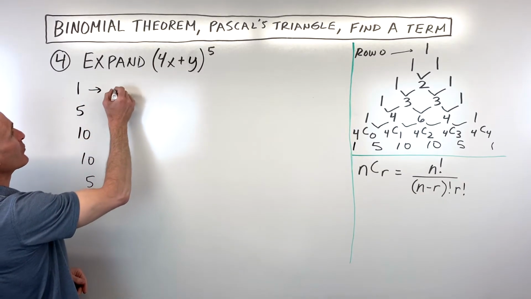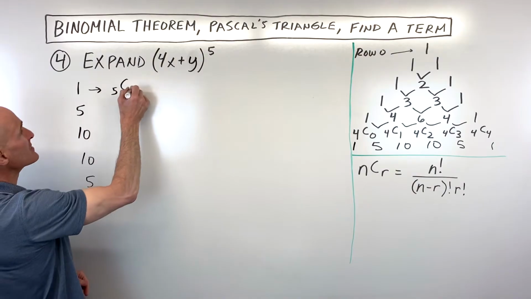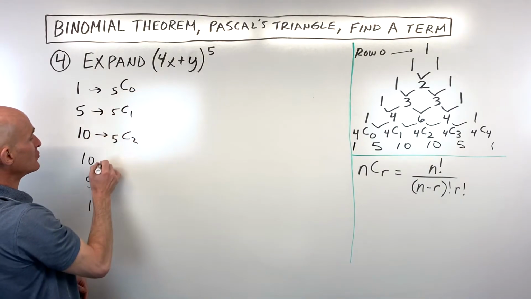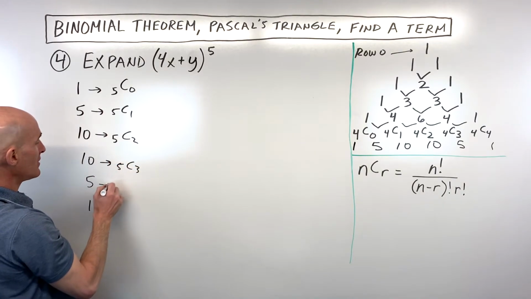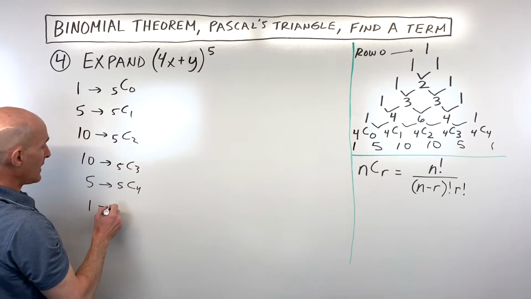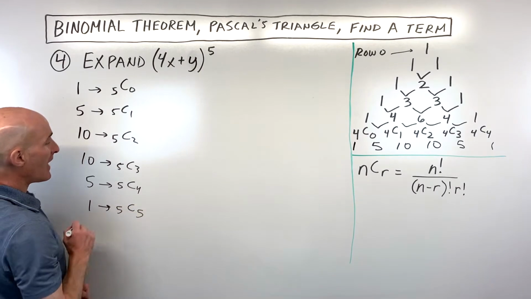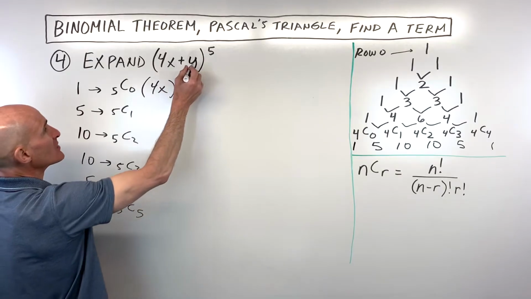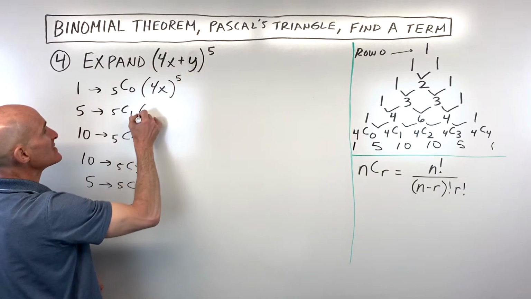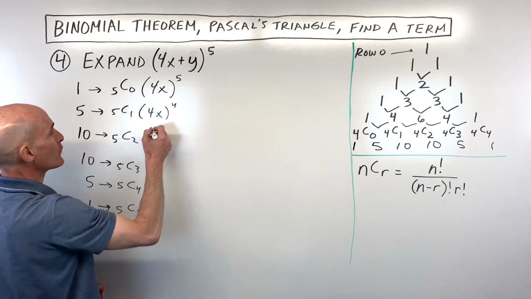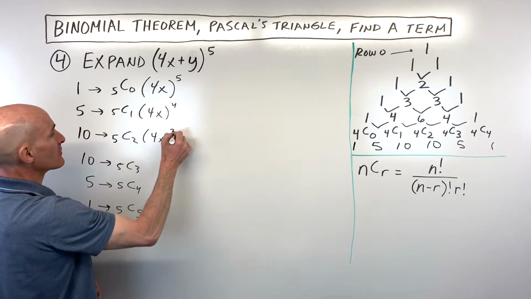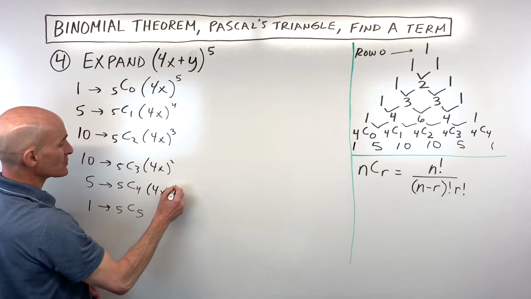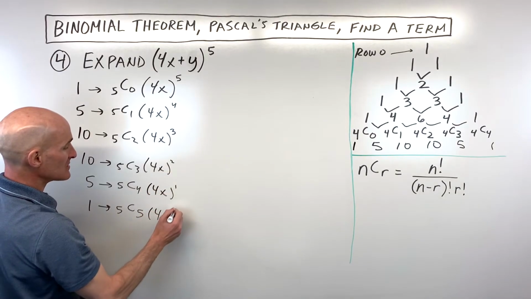Remember where they come from. They really come from 5C0, 5C1, 5C2, 5C3, 5C4, and 5C5. Then we take our first term here, which is 4x, and we take that to the fifth power, and we go in descending order. So 4x to the fourth, 4x to the third, 4x to the second power, 4x to the first power, and 4x to the 0th power.